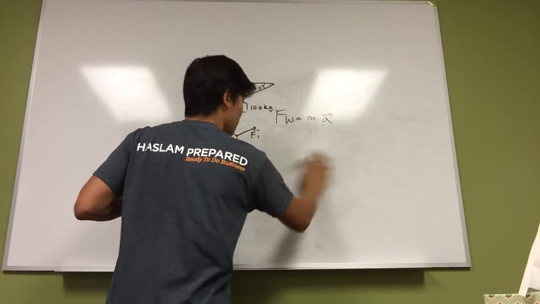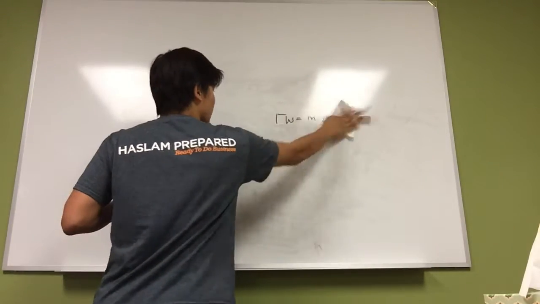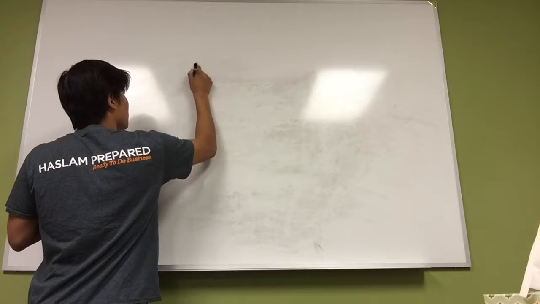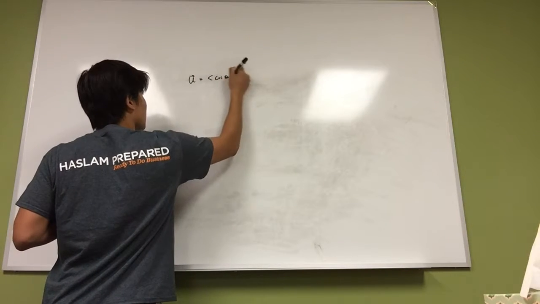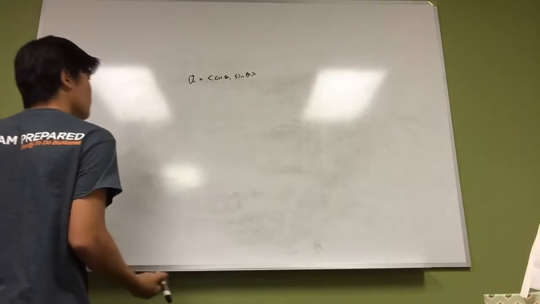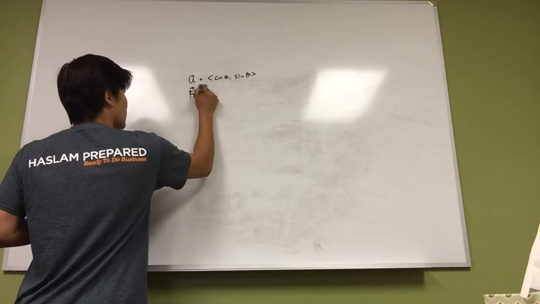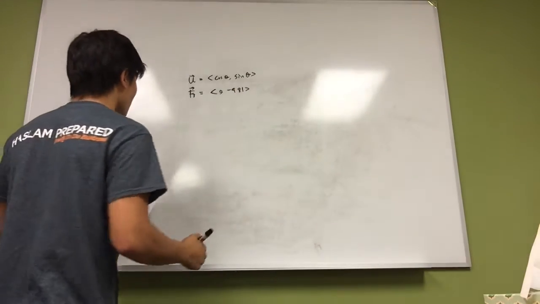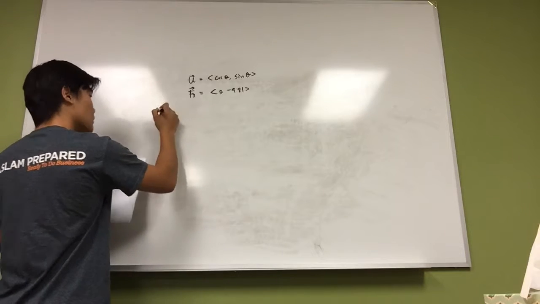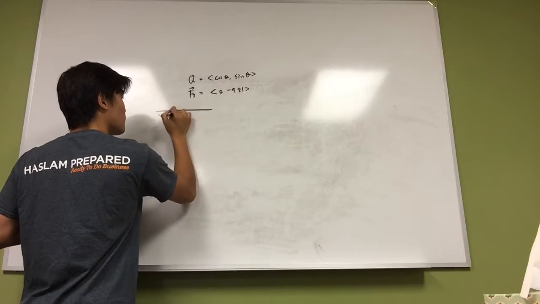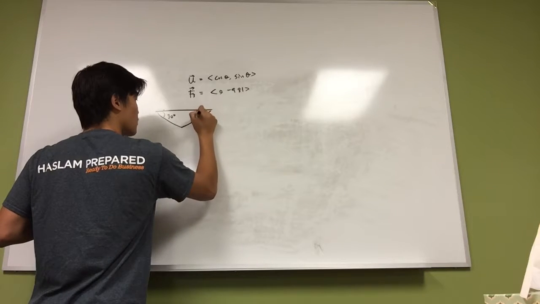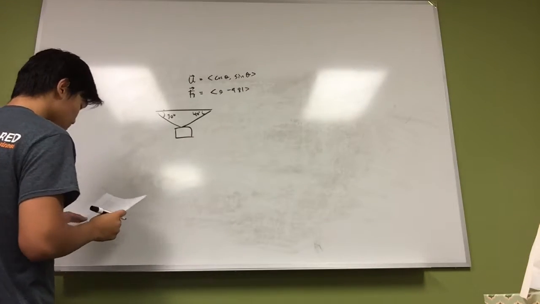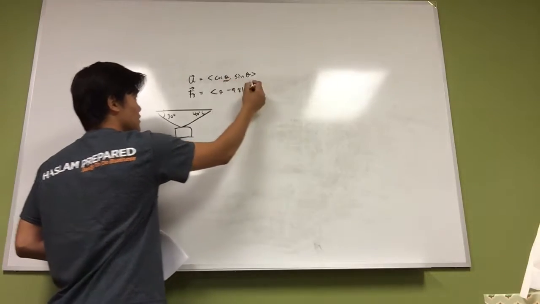I need more space on this board. Don't worry, I'll write it back again. So we wrote that U is cosine and sine, and force 3 equals 0, negative 981. And the drawing basically looks like this: 30 degrees, 40 degrees, object.